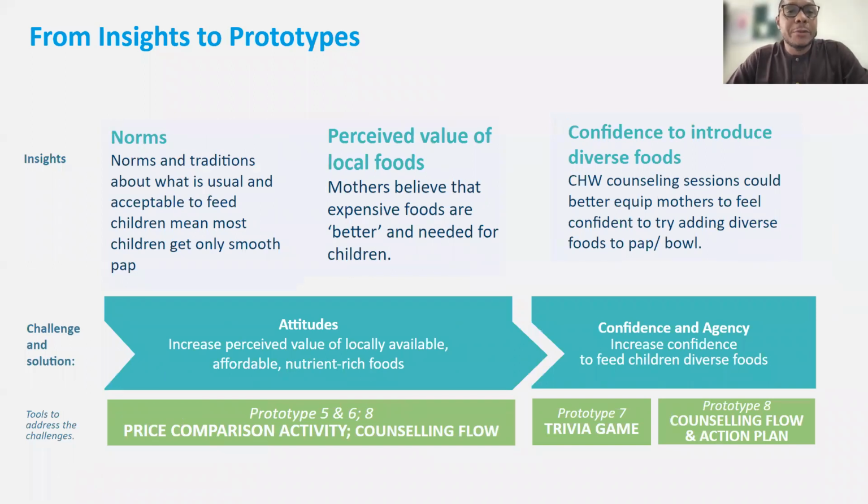In addition, there were challenges around attitudes, confidence, and agency, and several other prototypes at the bottom came up around addressing these specific challenges. So the price comparison and counseling flow were around attitudes, and the trivia game, counseling flow again, and action plan were around the confidence and agency of caregivers to provide adequate complementary feeding for their children. Next slide.